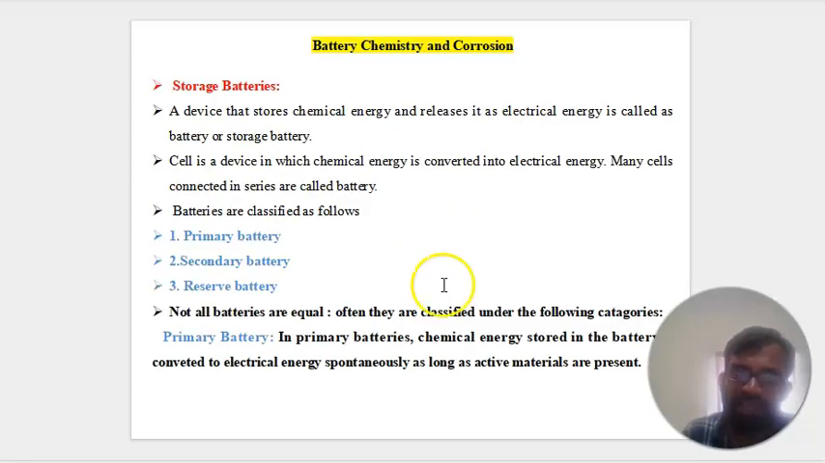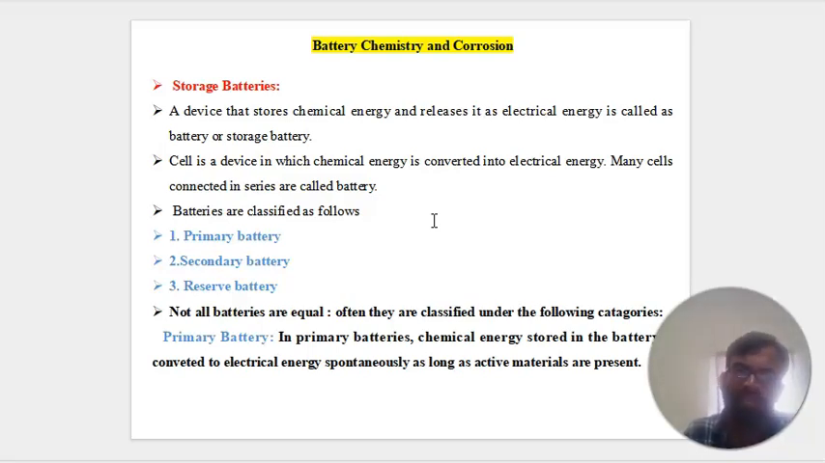Okay. Now we come to battery chemistry and corrosion. Storage batteries: any device that stores chemical energy and releases it as electrical energy is called a battery or storage battery. A cell is a device in which chemical energy is converted into electrical energy. Many cells connected in series are called a battery. Batteries are classified into mainly three types: primary batteries, secondary batteries, and reserve batteries.